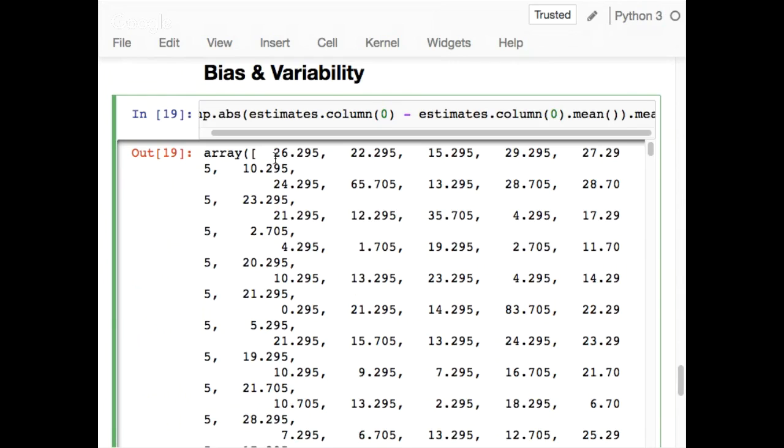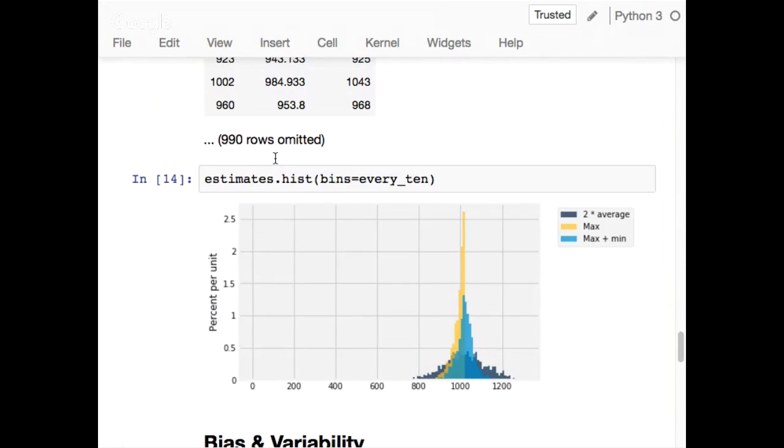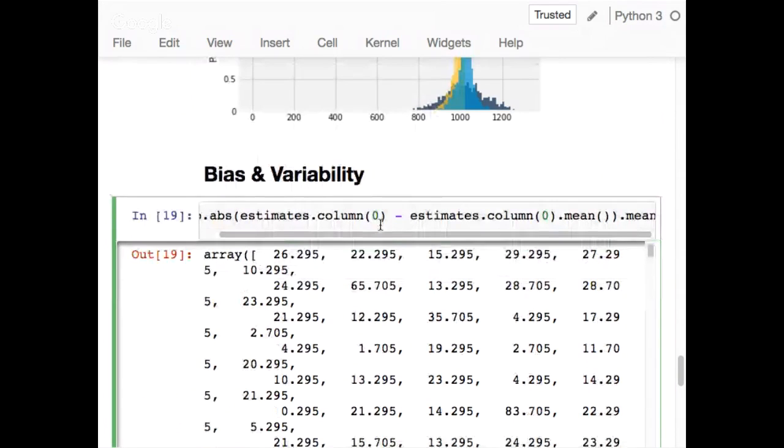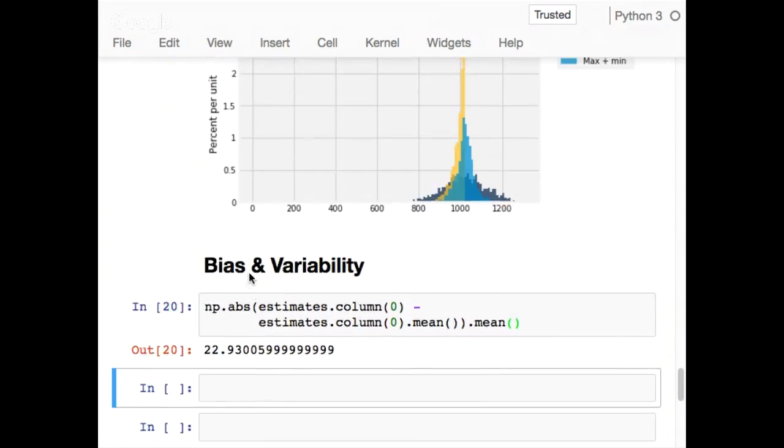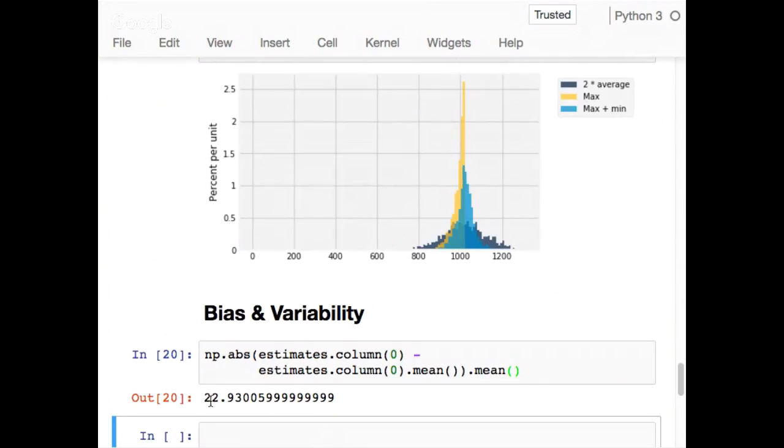So this is super complicated. I'm kind of going ahead of myself here. But I'm just trying to show you that there is a numerical way to measure variability. And basically, the idea is the more variability that I have, the bigger that number should be. Okay, so just giving you a preview of what's happening. So it looks like my variability here is around 22.